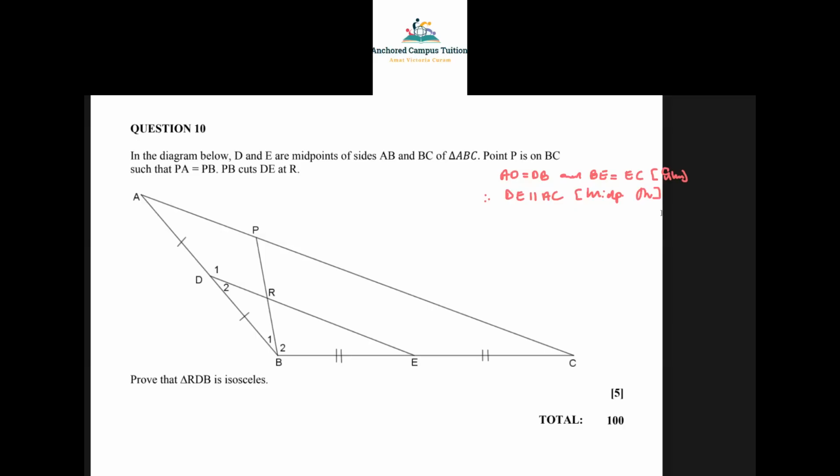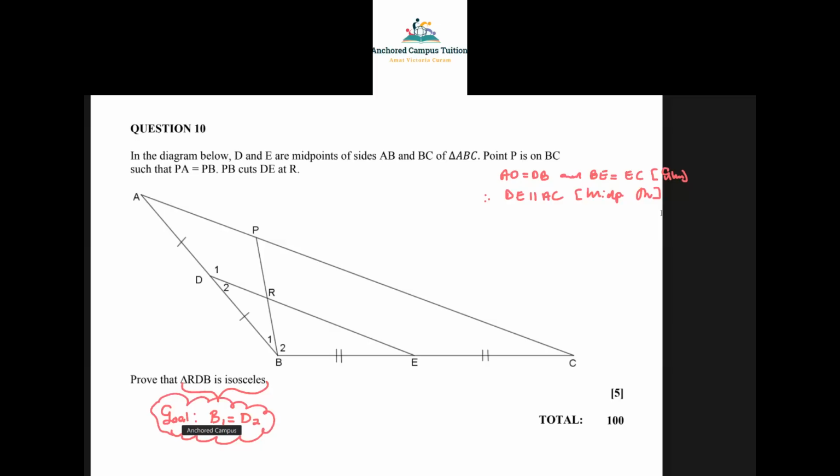So to prove that RDB is isosceles, our goal here is to show that B1 is equal to B2. So, proof of B1 is equal to B2. Once we reach this, then we would have proven that indeed RDB is an isosceles triangle.